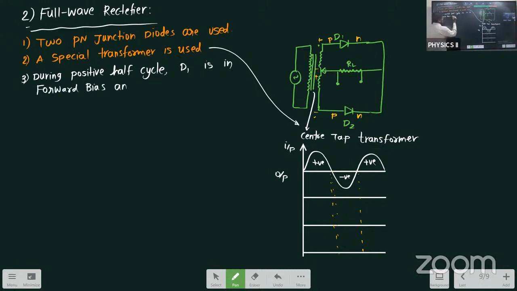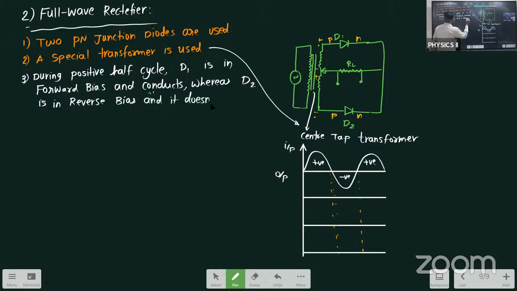and conducts, whereas D2 is in reverse bias. Whether it will conduct or not? It does not conduct. I hope you understood this point.